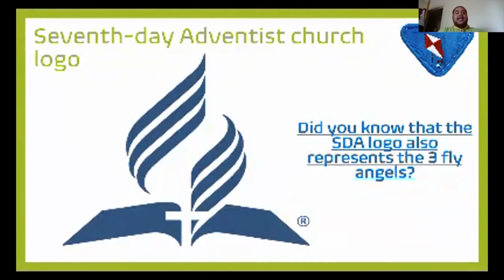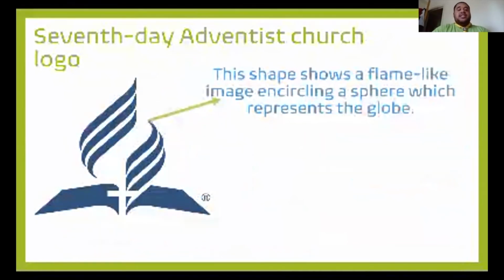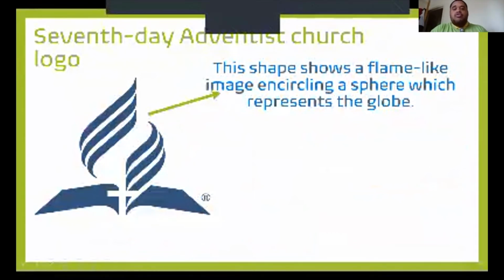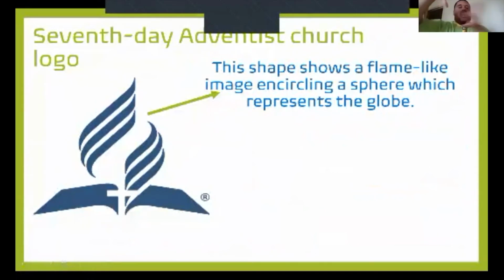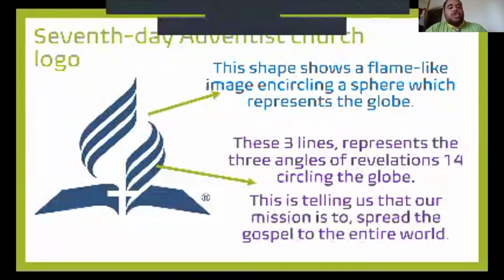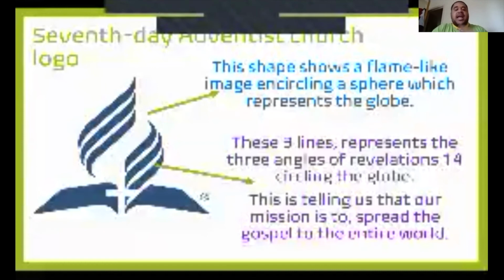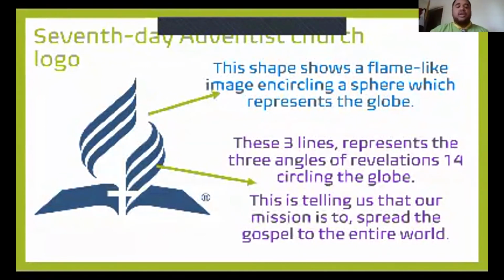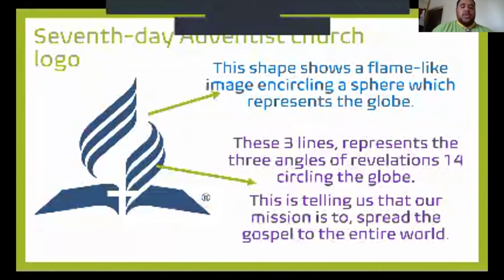that our SDA logo also represents the 3 angels? Yes. So this flame symbol represents a flame circling a sphere, and that sphere is representing a globe. Okay, and the 3 lines represent the 3 angels encircling the globe, telling others about Christ. So when anyone asks you what our SDA logo is about, you know that one part of it is the angels encircling the globe, spreading the gospel to all within the world. Okay, so that's our SDA logo.